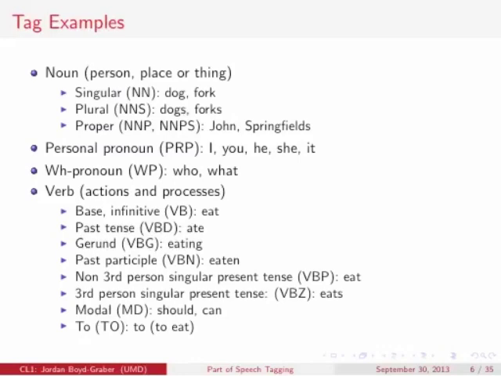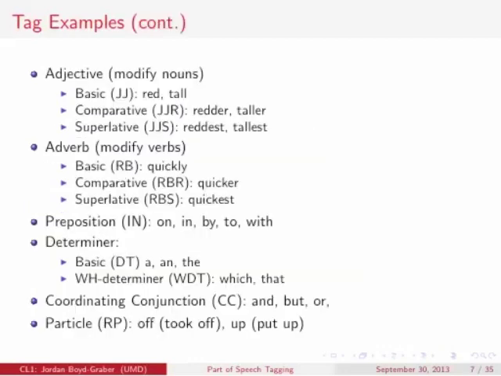Some examples of tags that we'll see line up pretty well with what your intuition should be. We have tags for nouns, tags for verbs, tags for pronouns, tags for adjectives, tags for adverbs, tags for prepositions, tags for determiners, tags for conjunctions, tags for particles.